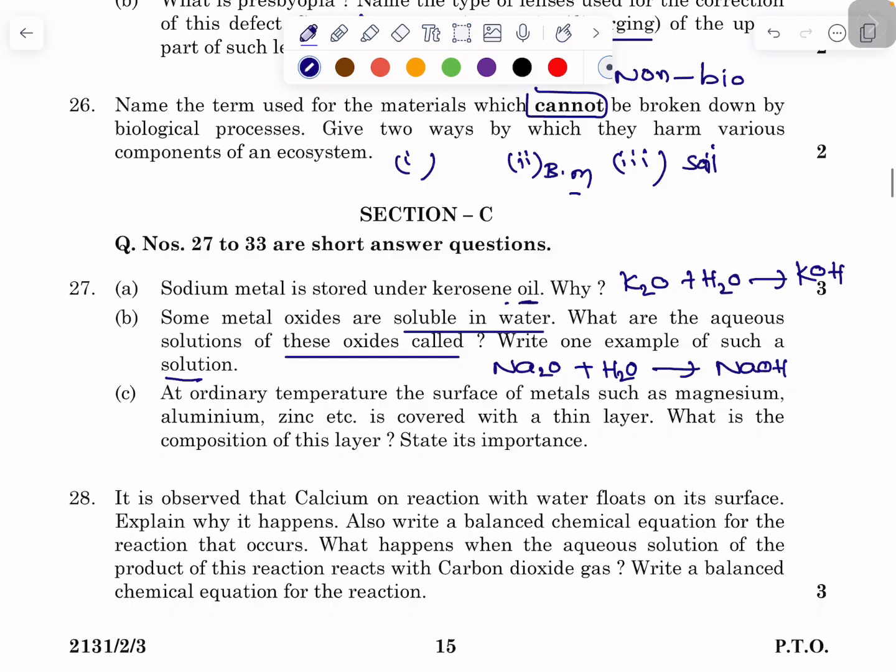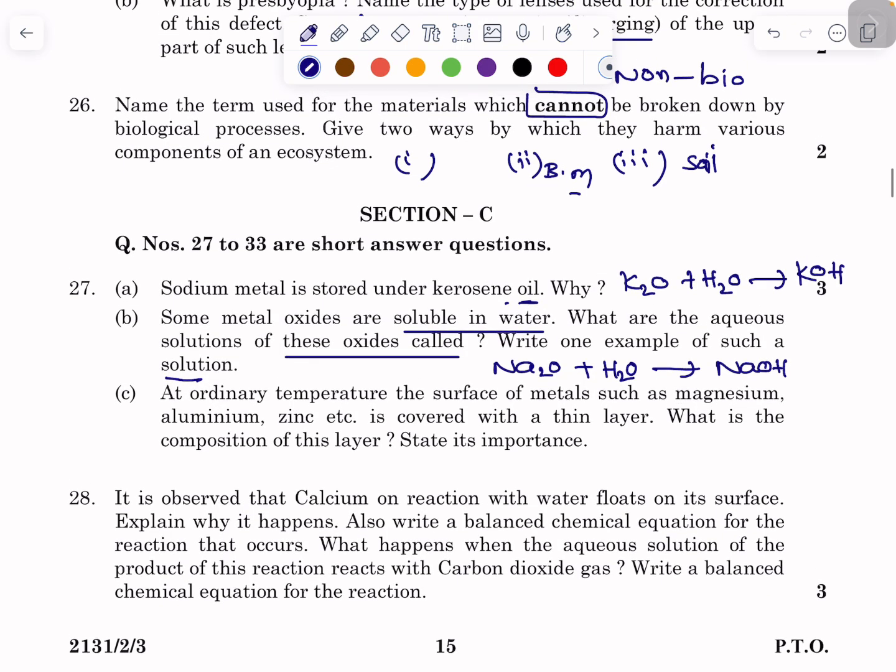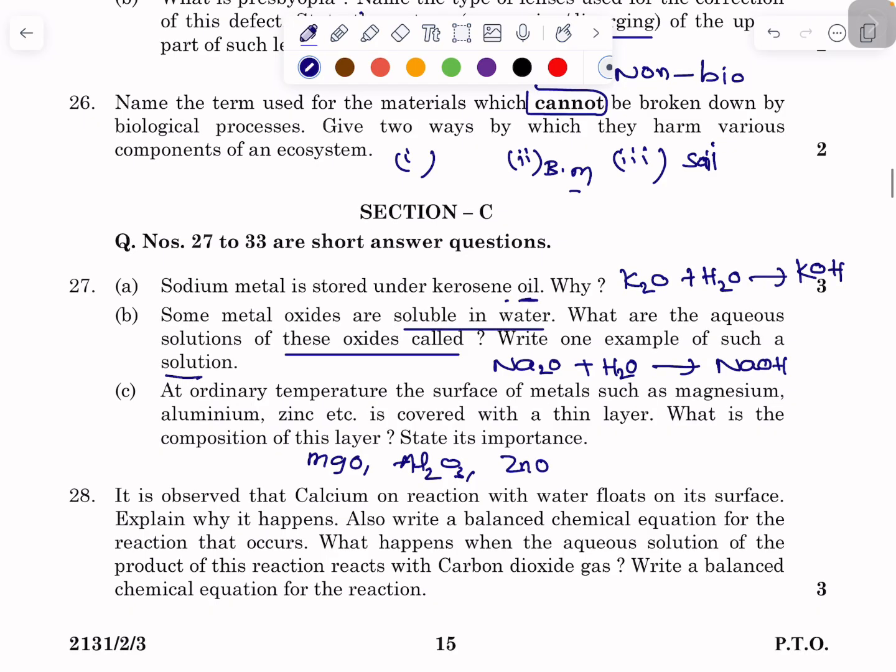Next, question number 27 C: at ordinary temperature the surface of metals such as magnesium, aluminum, zinc is covered with a thin layer. What is the composition of this layer? State its importance. The composition of this layer is the respective metal oxide. It prevents the metal from further oxidation and protects the metal surface. Magnesium forms magnesium oxide, aluminum forms aluminum oxide, and zinc forms zinc oxide. Okay, you need to write this answer.